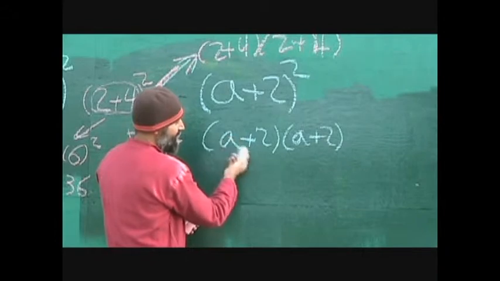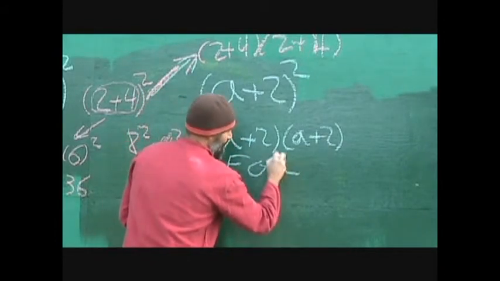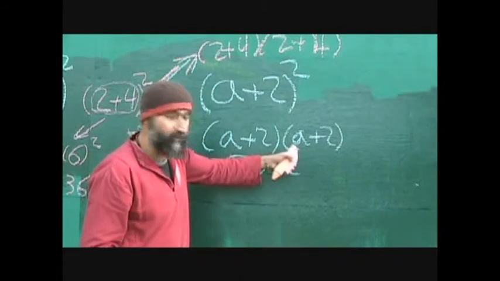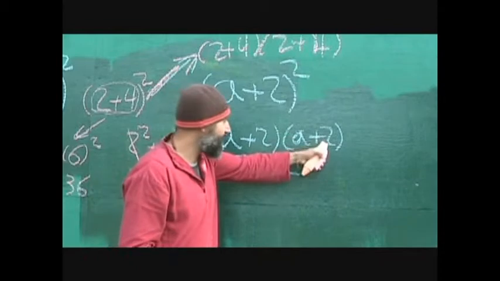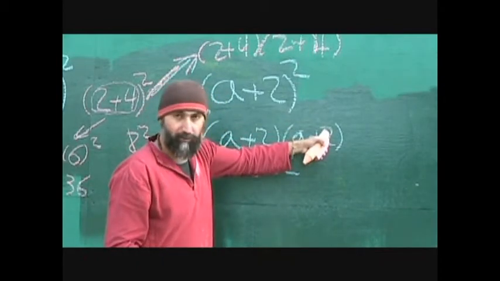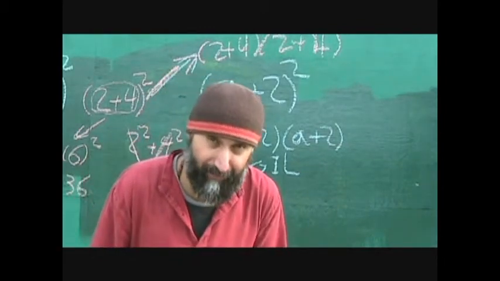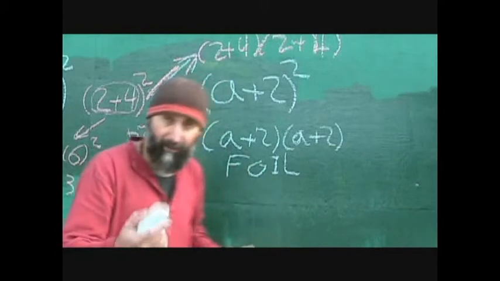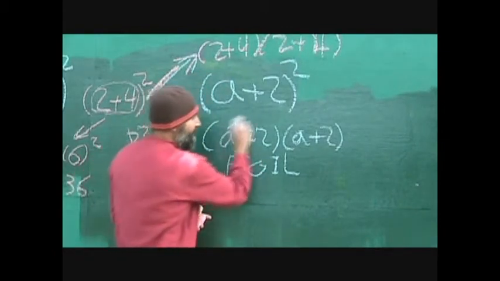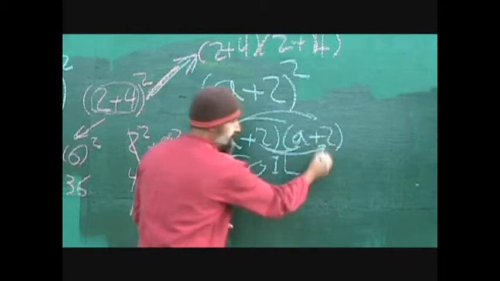What this means is, this is what they call FOIL. FOIL stands for: the first two numbers multiply each other, the outside numbers multiply each other, the inside numbers multiply each other, and the last numbers multiply each other. I actually had no idea what this meant until about 4 or 5 years ago. I never thought of it that way. I like more visual stuff. So the way I do it is, this multiplies this, this multiplies this, this multiplies this, and this multiplies this.